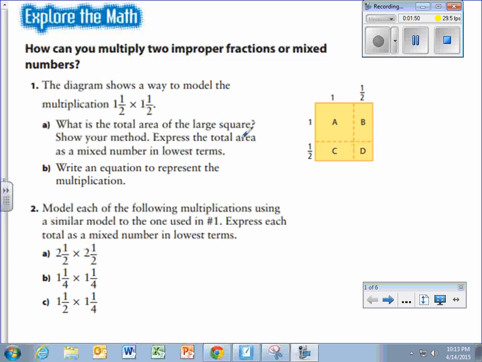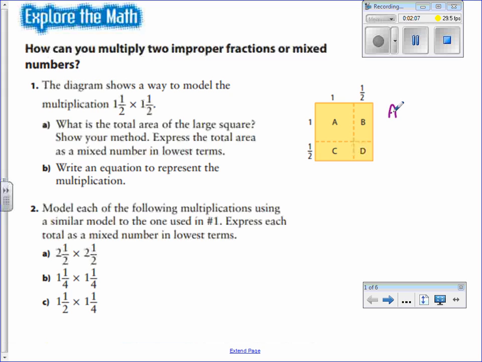Well, if you're going to have to find the area of the entire square, probably the easiest way is to do it one square at a time. So let's find the area of square A. Well, we know that when we find the area, it's usually length times width. So for the area of A, it's 1 times 1. So the area of A is 1.